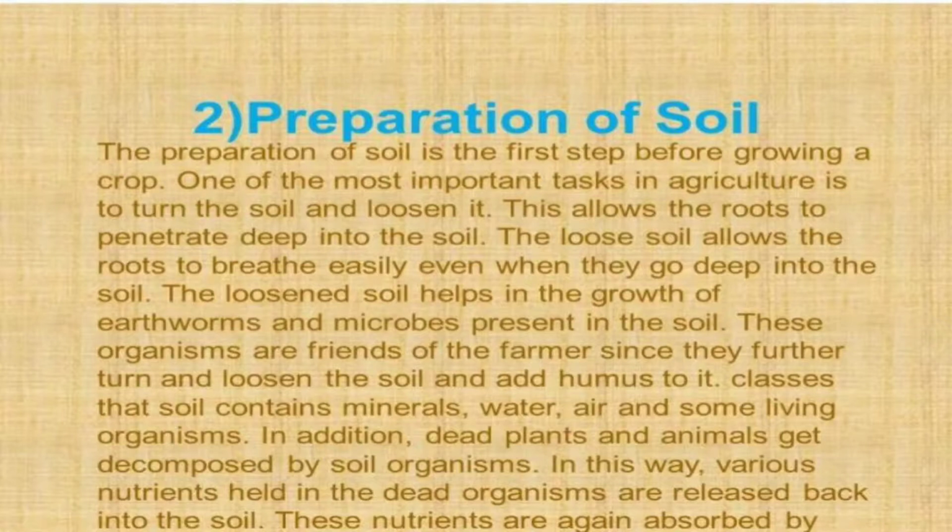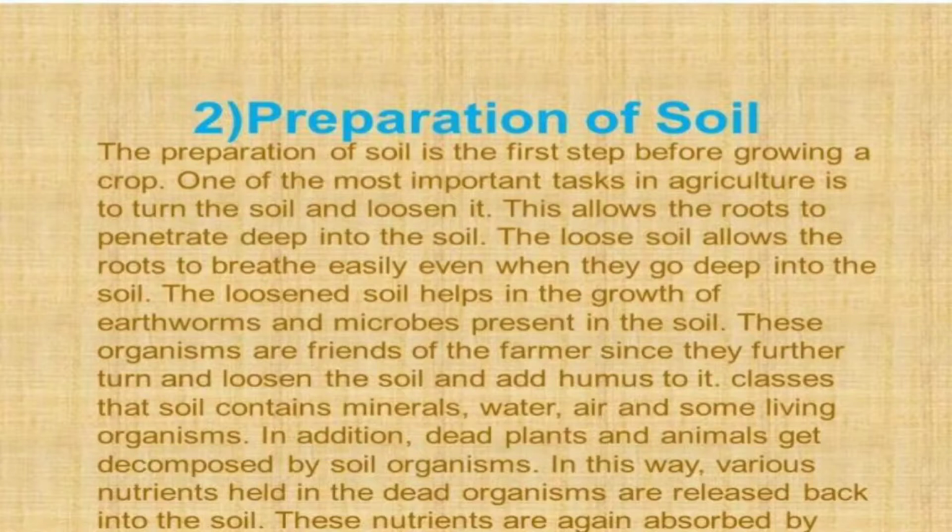Soil contains minerals, water, air, and some living organisms. In addition, dead plants and animals get decomposed by soil organisms. In this way, various nutrients held in the dead organisms are released back into the soil. These nutrients are again absorbed by the plants. So we know that when animals or plants die in the soil, they are decomposed by bacteria and other microorganisms, and the nutrients are again taken up by the plants to get more nutrients and more manure to grow. They need that dead substance present after the death of animals or plants. It is a very good manure, a very good fertilizer for them for growing.